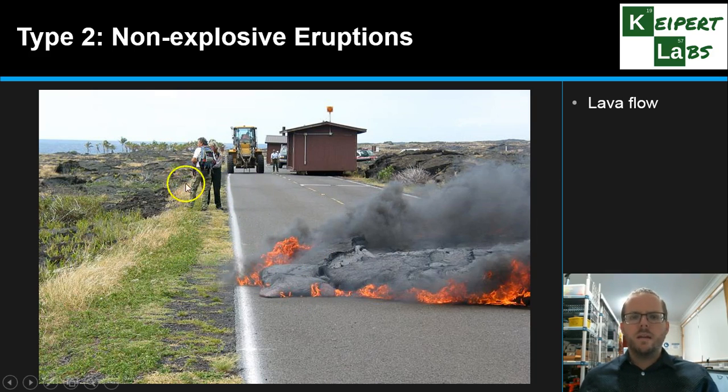Now, it depends on the perspective of the photo as to exactly how close these men are. It would be quite hot, depending on how close you get, but they could stand there quite safely, being able to predict where that lava would flow.